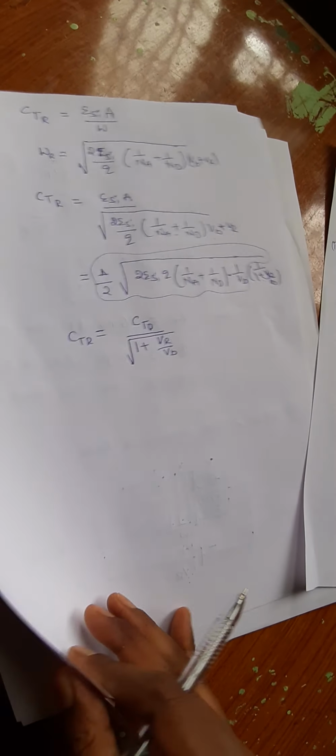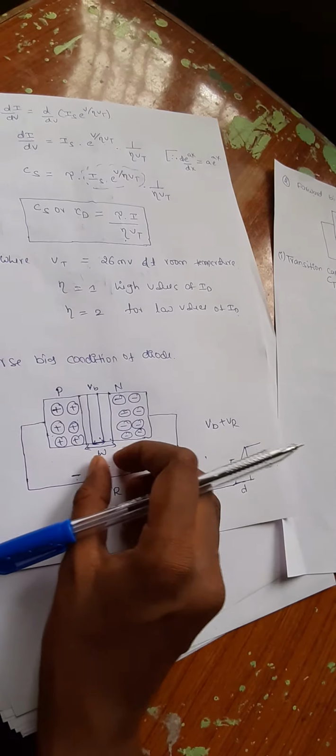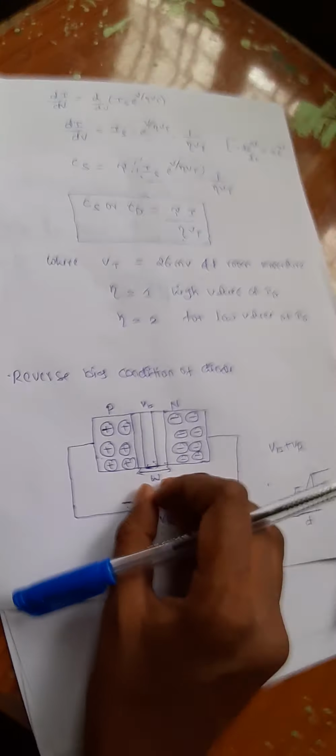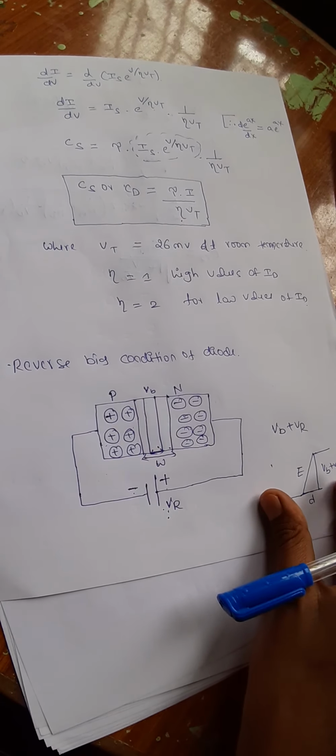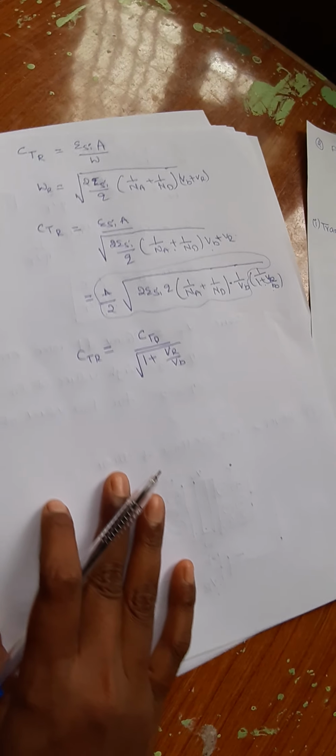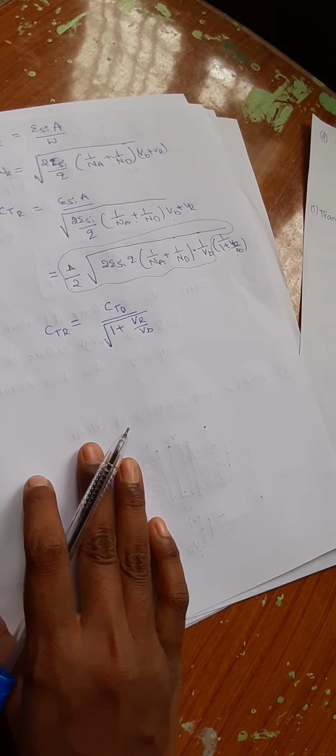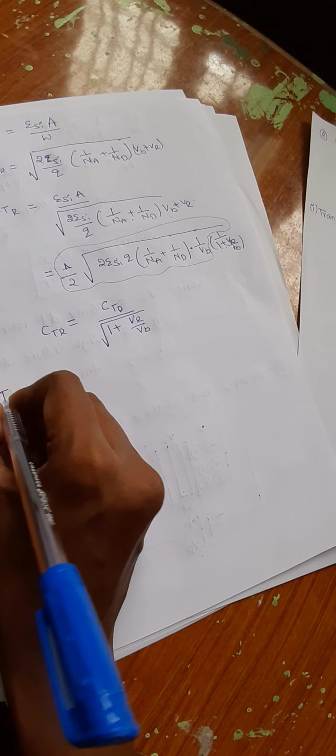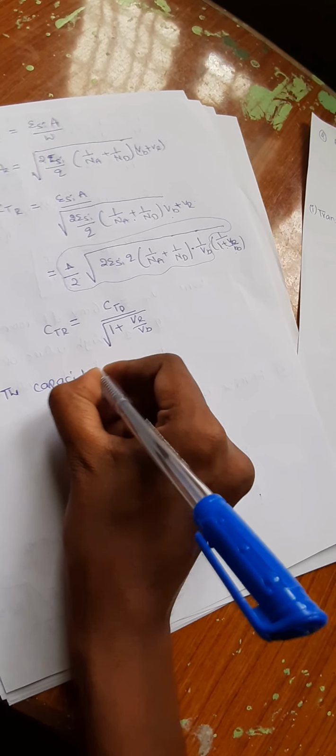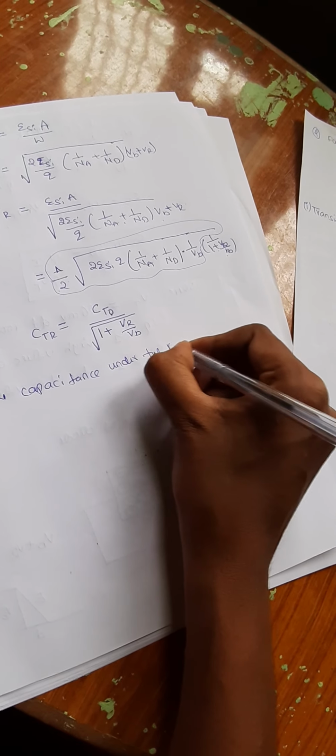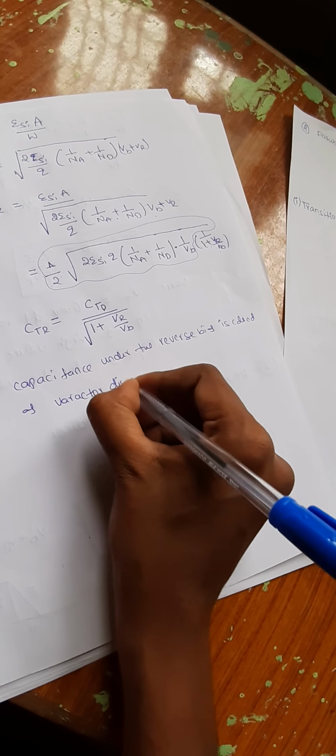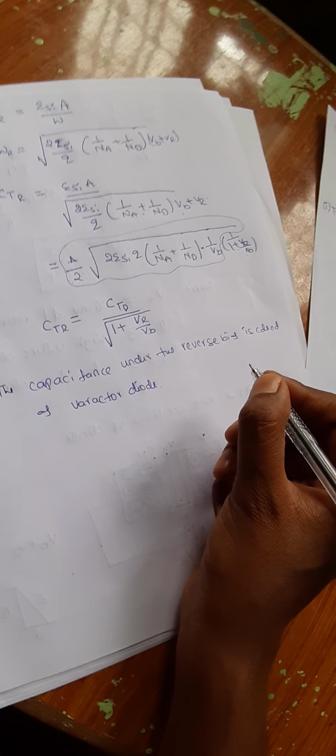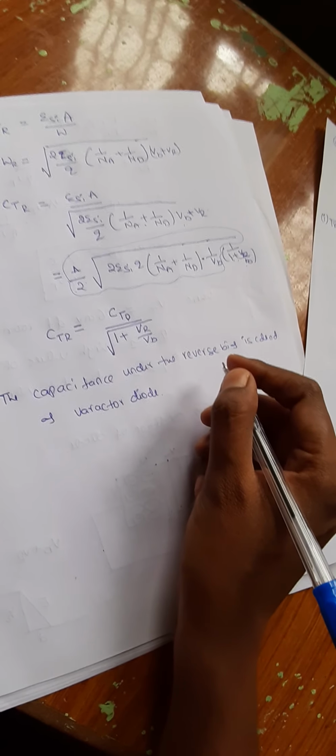Okay, so we can increase or decrease this capacitance Ctr by increasing or decreasing the width of the depletion region. Okay, so either we can increase the capacitance or decrease the capacitance depending upon the width of the depletion region. As the capacitance can be varied with respect to the width of the depletion region, we can call it a varactor diode. Okay, the capacitance under the reverse bias is called a varactor diode. So that PN junction diode we call a varactor diode, because the capacitance gets varied with respect to the width of the depletion region, under the reverse bias condition.